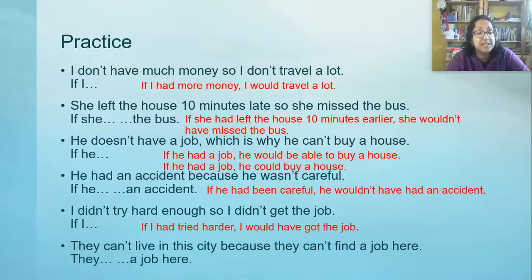They can't live in this city because they can't find a job here. They could live in this city if they found a job here.